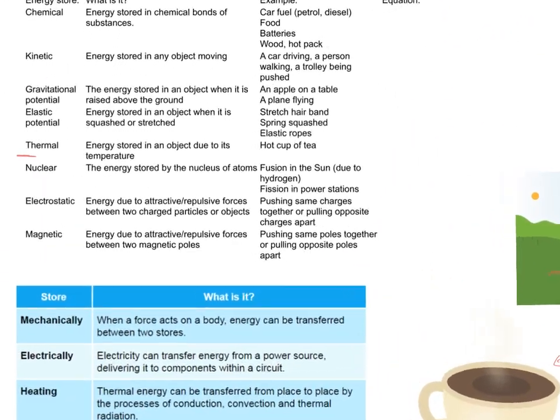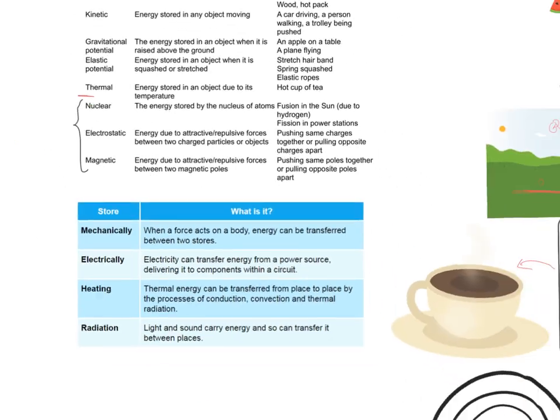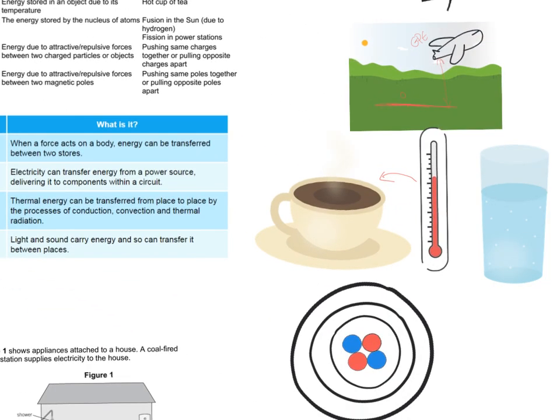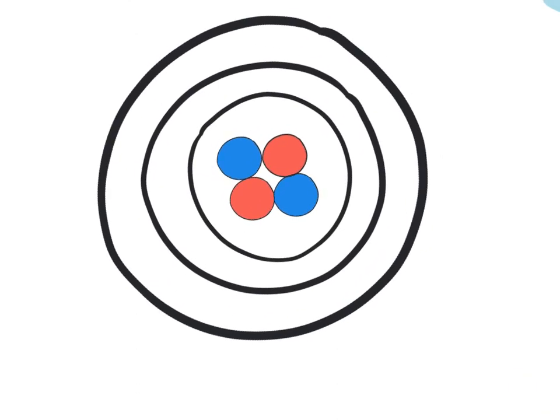Then going to the other three energy stores, which are not directly mentioned in the specification, but you should know about them. Nuclear energy is the energy stored by the nucleus of atoms. So the atoms, as you already know, have a positive nucleus and negative electrons spinning around them. So we'll just label this as positive nuclei and positive protons inside the nucleus.